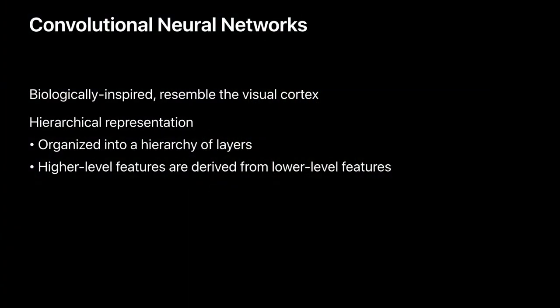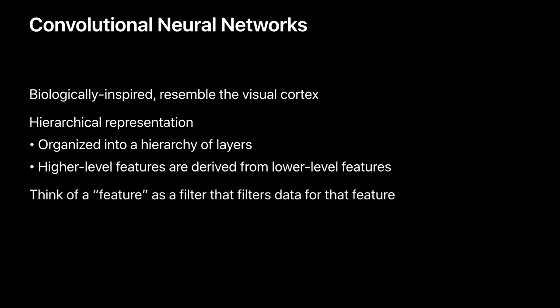So in a similar way, CNNs are organized into a hierarchy of layers, where higher-level features are derived from low-level features. So the first few layers in your network respond to low-level features, like edges and blobs of color, while subsequent layers respond to progressively more complex features, such as faces. And I keep saying features, so think of a feature as a filter that filters your input data for that particular feature.